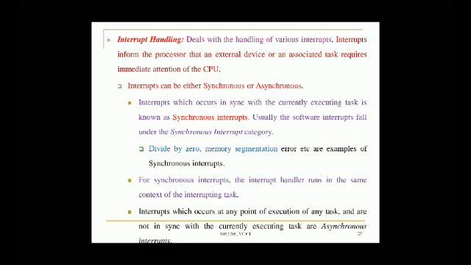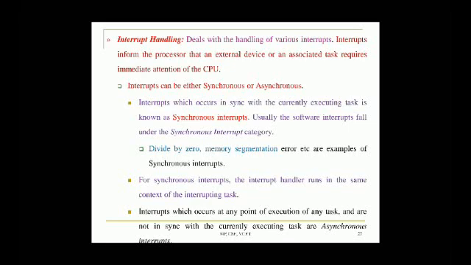Interrupt handling deals with the handling of various interrupts. Basically, an interrupt is nothing but an event. It could be external to the device, or it may be associated with the task itself, but it requires immediate attention of the CPU. Interrupts are classified into two types: synchronous and asynchronous. Synchronous interrupts occur in synchronous with the currently executing task. Usually, software interrupts fall under this category. Examples are divide by zero and memory segmentation error. These are in synchronous with the executing task.